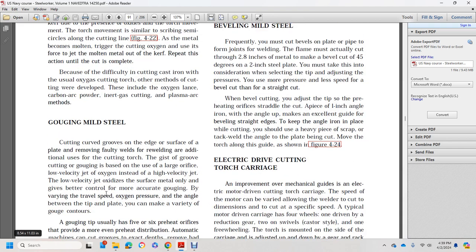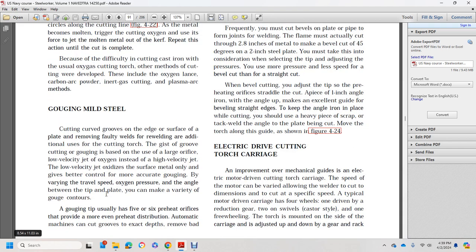Gouging metal steel means cutting curved grooves on the edge or surface of the plate, for the removal of a faulty weld before re-welding. Additional use of the cutting tool is for groove cutting. Gouging uses a large tip with low velocity jet oxygen instead of a high velocity jet.